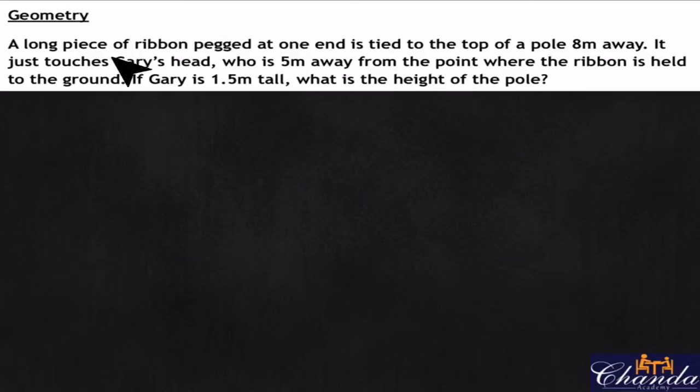It says a long piece of ribbon pegged at one end is tied to the top of a pole 8 meters away. It just touches Gary's head, who is 5 meters away from the point where the ribbon is held to the ground. Now, if Gary is 1.5 meters tall, what is the height of the pole? Okay, so let's draw this out.